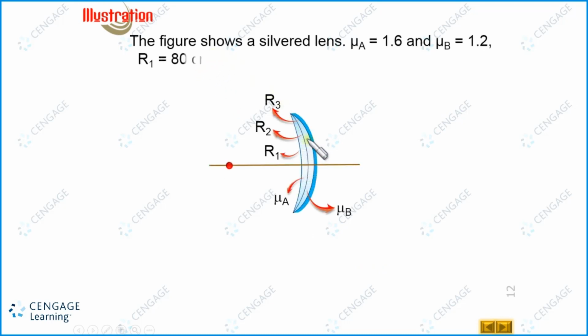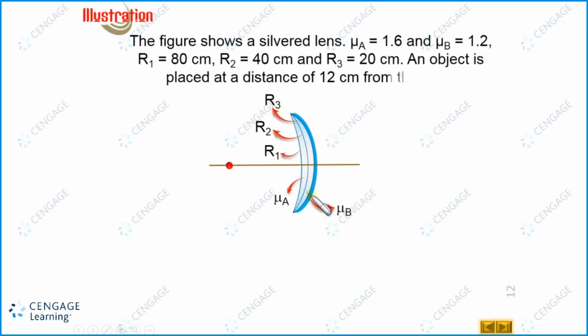Now let us move to the next illustration. In this illustration we are given this figure. We can observe the rightmost surface is silvered. We have two lenses. The refractive index of the first lens is 1.6. The refractive index of the second lens is 1.2. This radius of curvature is 80 centimeter. This radius of curvature is 40 centimeter, and the third surface radius of curvature is 20 centimeter. Here the object is placed at a distance 12 centimeter from this system, and we need to find the final image position.